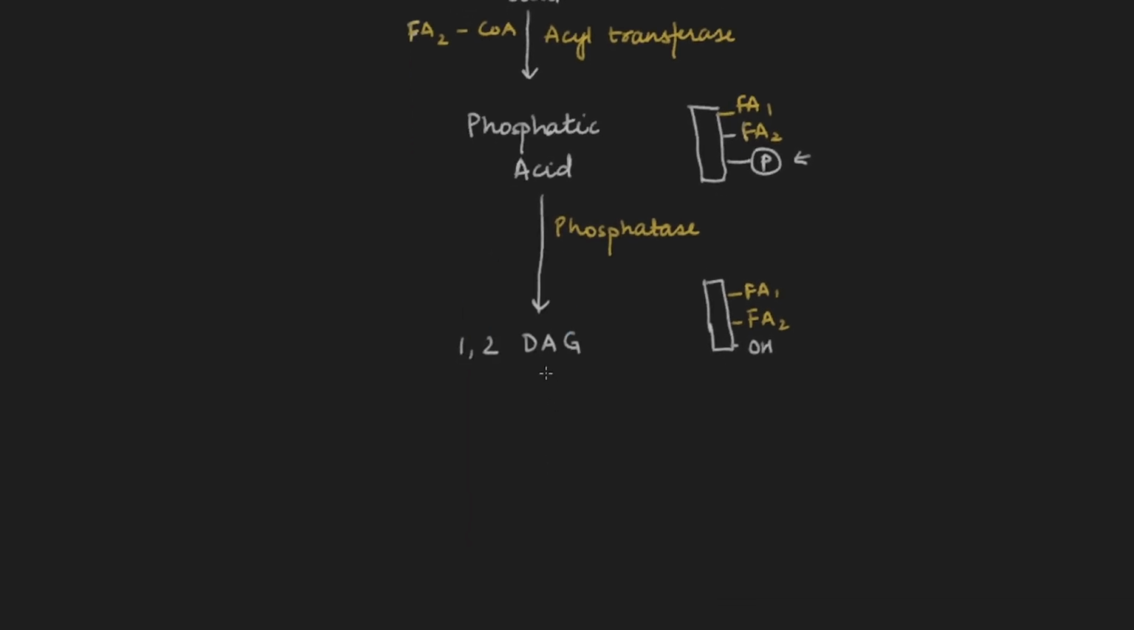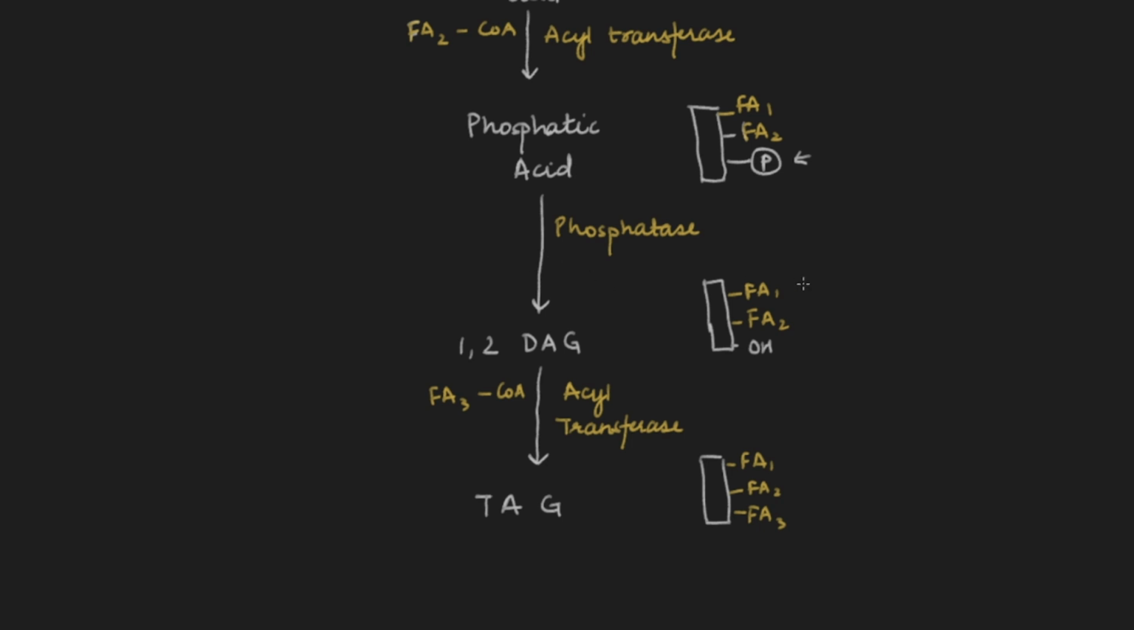This 1,2-diacyl glycerol just needs one more molecule of fatty acid. So what is going to happen? A third fatty acid is going to come, and by the action of another acyl transferase, it is going to get converted into triacyl glycerol, which will have fatty acid 1, fatty acid 2, and fatty acid 3. This is how a triacyl glycerol is synthesized by the Kennedy pathway in liver and adipocytes.